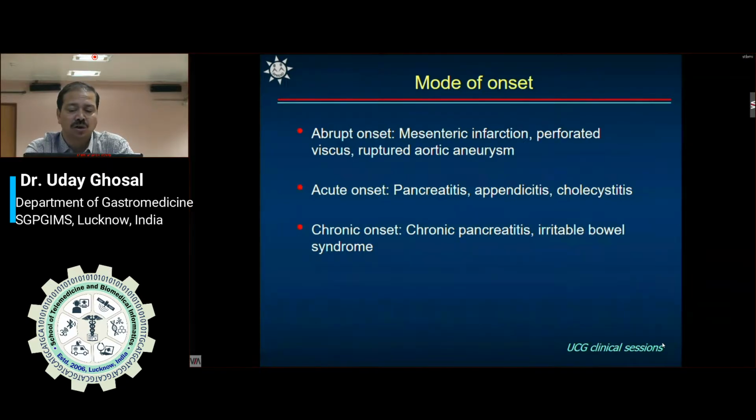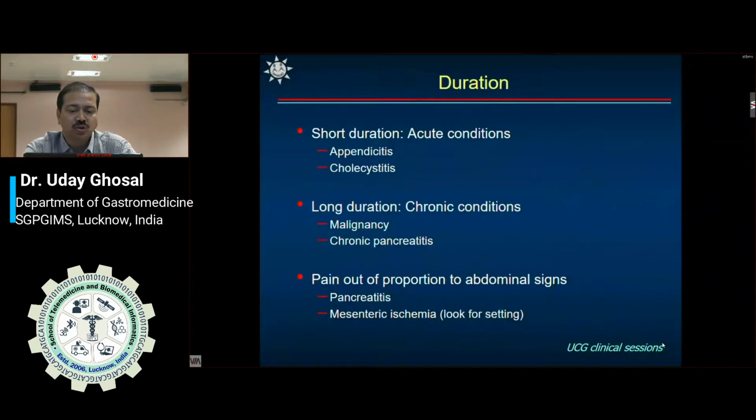Chronic onset: chronic pancreatitis, irritable bowel syndrome. Now duration. Short duration means these are acute conditions, for example, appendicitis and cholecystitis. Long duration are chronic conditions like chronic pancreatitis or malignancy.